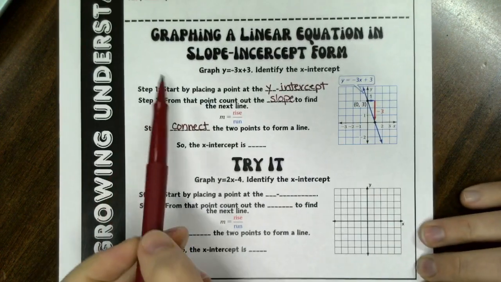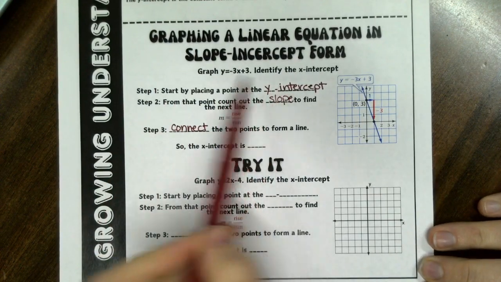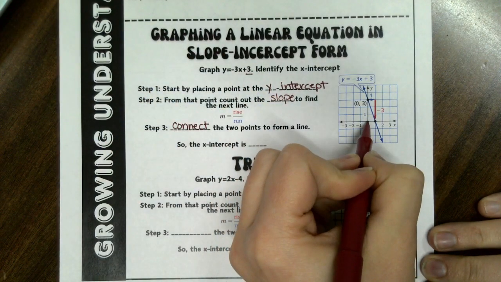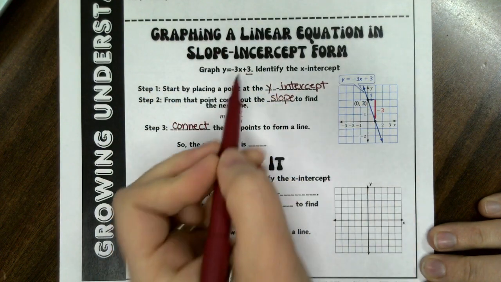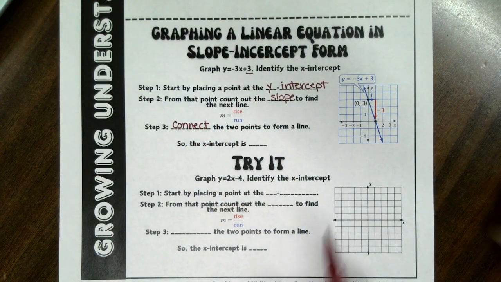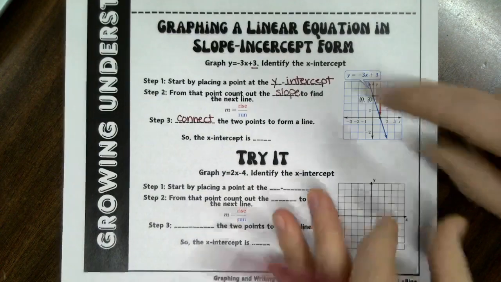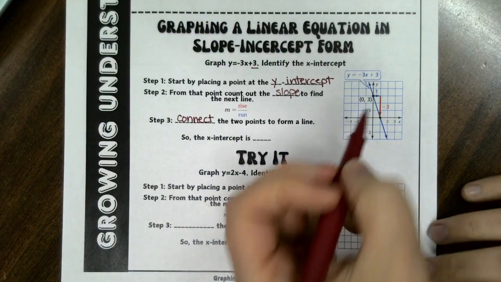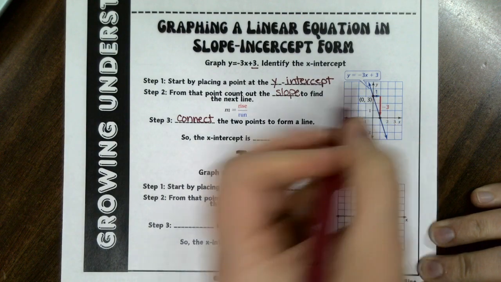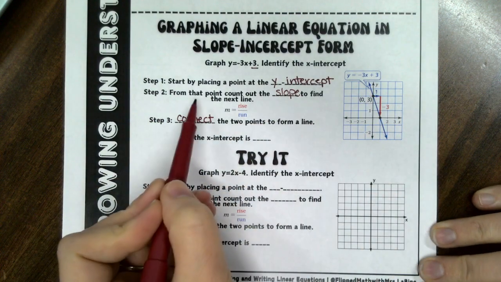So let's see. We're going to start by placing a point at the y-intercept. The y-intercept is 3. So I'm going to go 0, 1, 2, 3. Because it's the y-intercept, that means that's where it intercepts. That means where it crosses. So then my x is going to be 0. So I started at 0 for x, and then 1, 2, 3. I'm going to plot my point here.